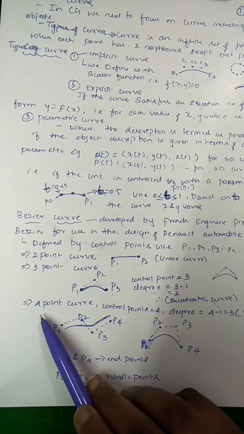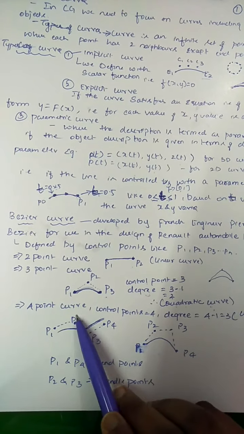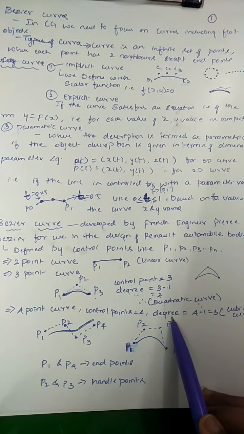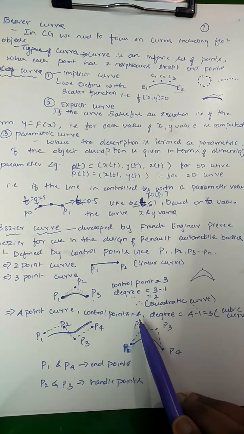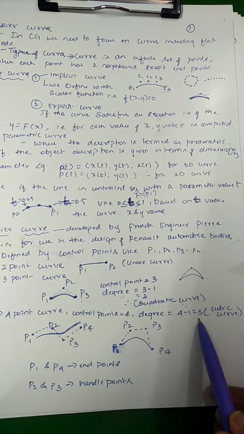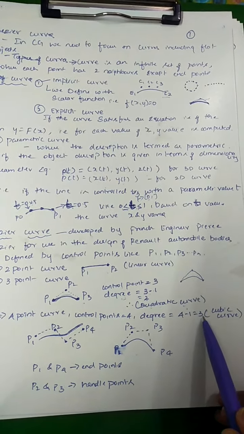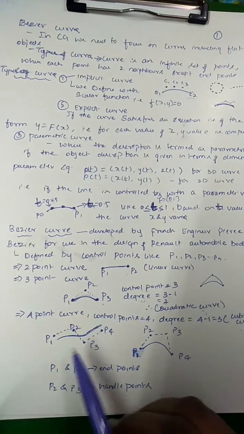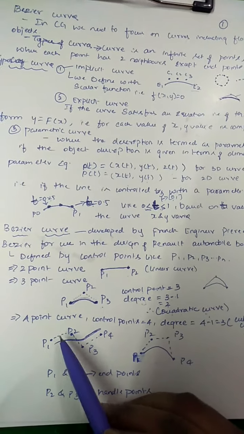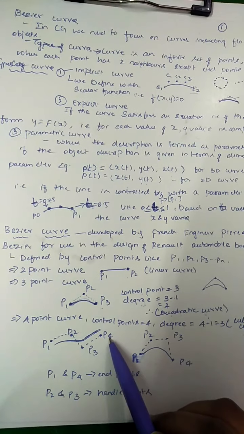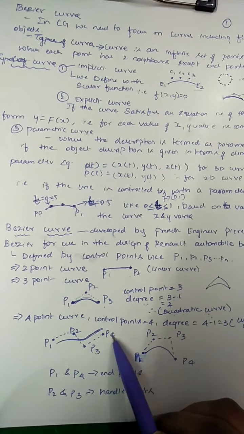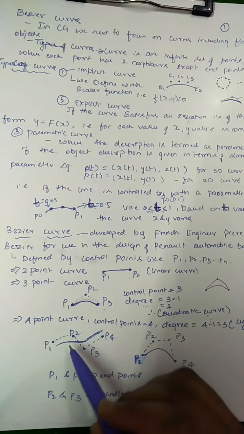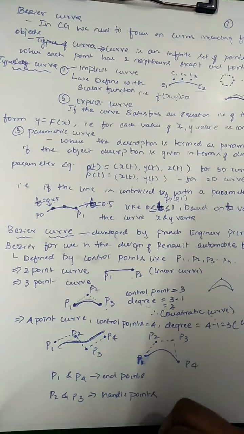So let's go for the 4-point curve. A 4-point curve will be having 4 control points. Of course the degree will be control points minus 1, 4 minus 1, so that is 3. If the degree of the curve is 3, we can call it a cubic curve. So let's draw P1, P2, P3, P4 as my control points. If I have placed the control points like this, can you see? The curve will be something like this.